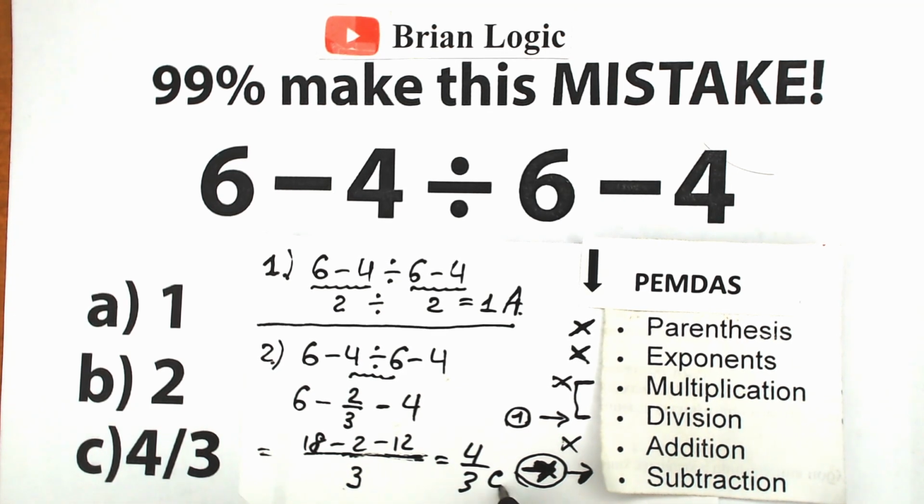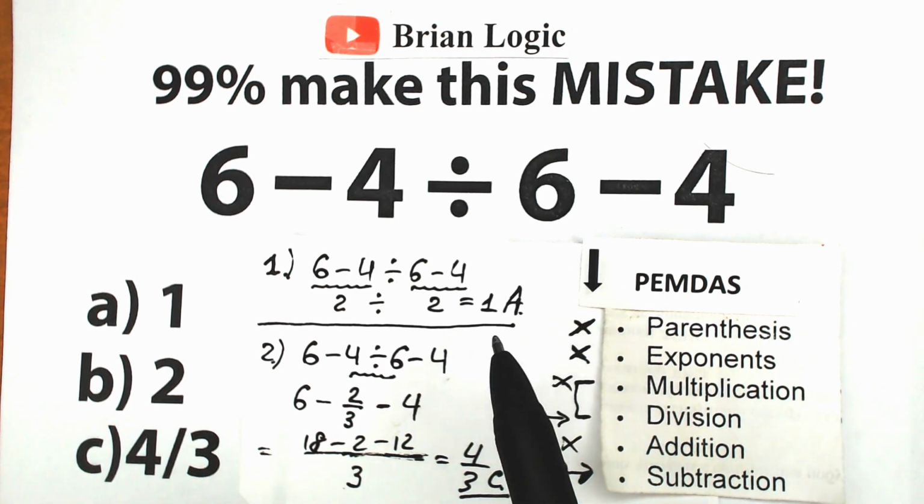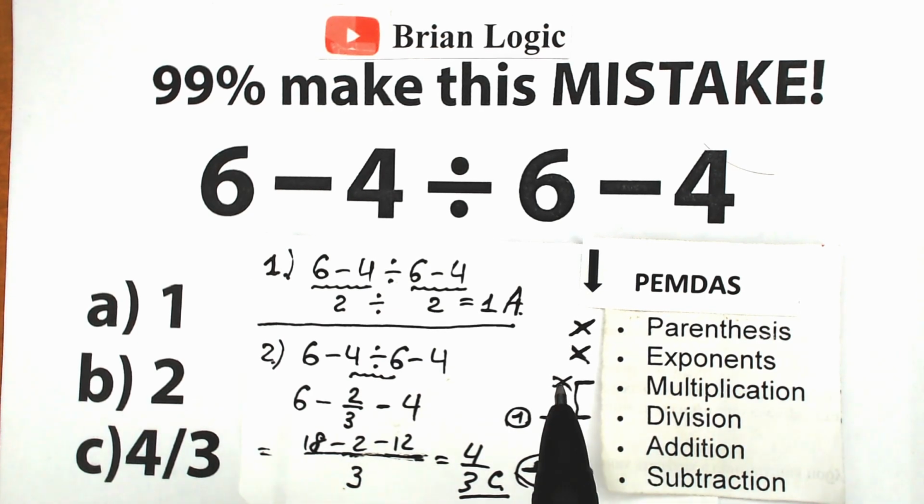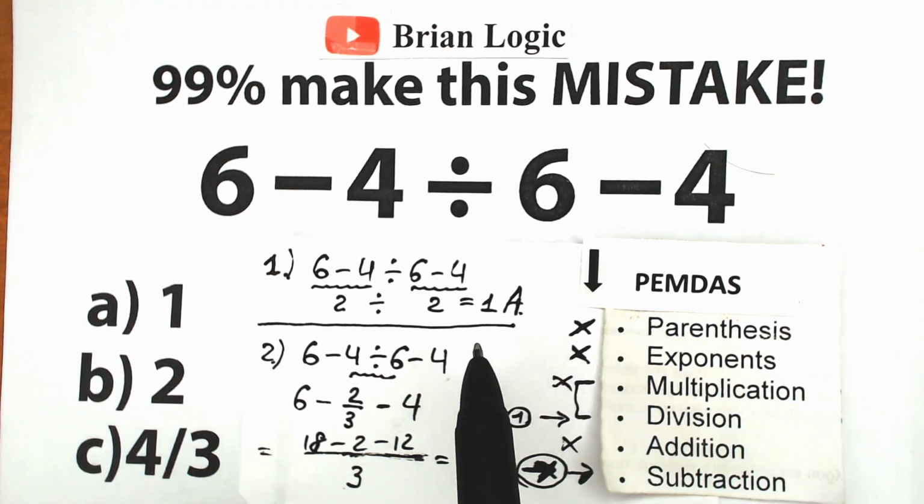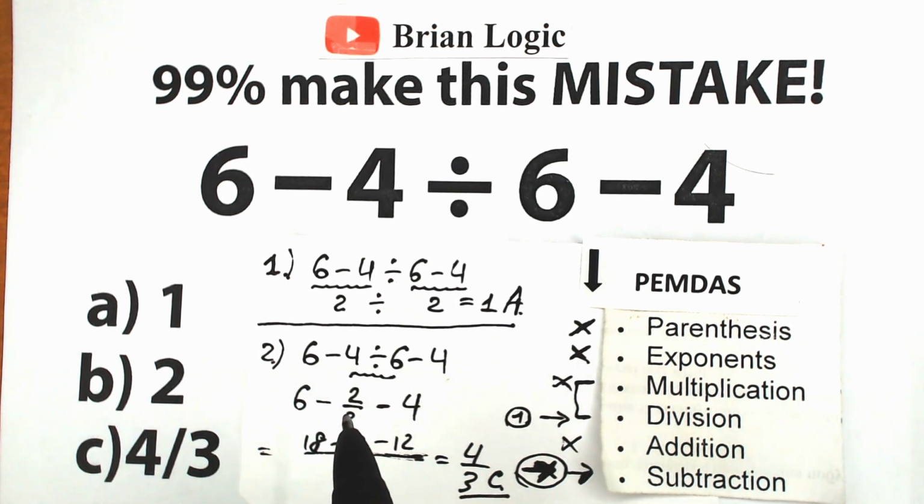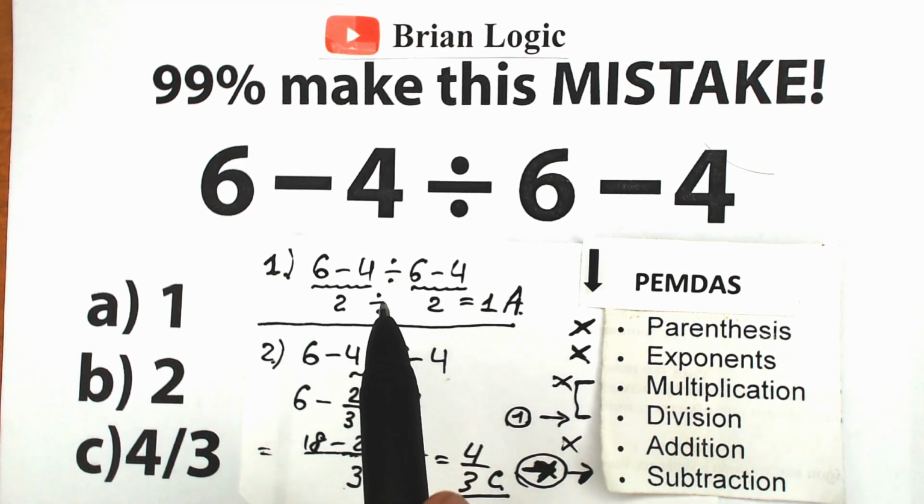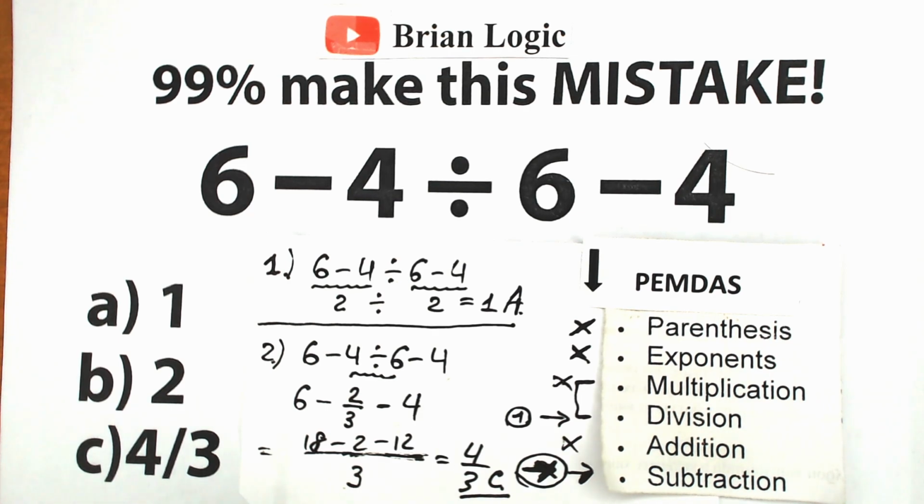This is option C, but a lot of students are confused. They say, okay, right here we have option A, option C, but which one is correct? Option A or option C? This is a really important moment because a lot of students, maybe 99%, choose option A, which is absolutely wrong. Because right here we solve this challenge absolutely randomly. We subtract first, then we divide, which is a really bad thing in terms of math.